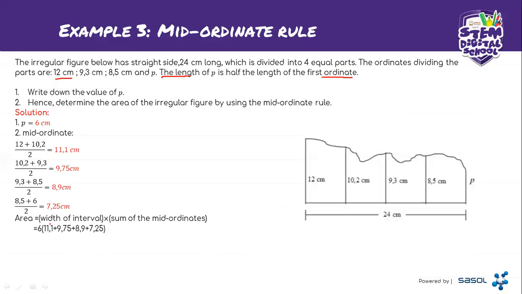Hence, under width of the interval, we are having 6 there, right? Because we want to know from the first ordinate to the second ordinate, what is the distance between? In order to get that, you're going to say 24 divided by 4, then you'll obtain 6 centimeter. Then after that, you multiply with the sum of the ordinates. Then our final answer is 222 centimeter squared. So that's how you should calculate our midordinate, or calculate the area.